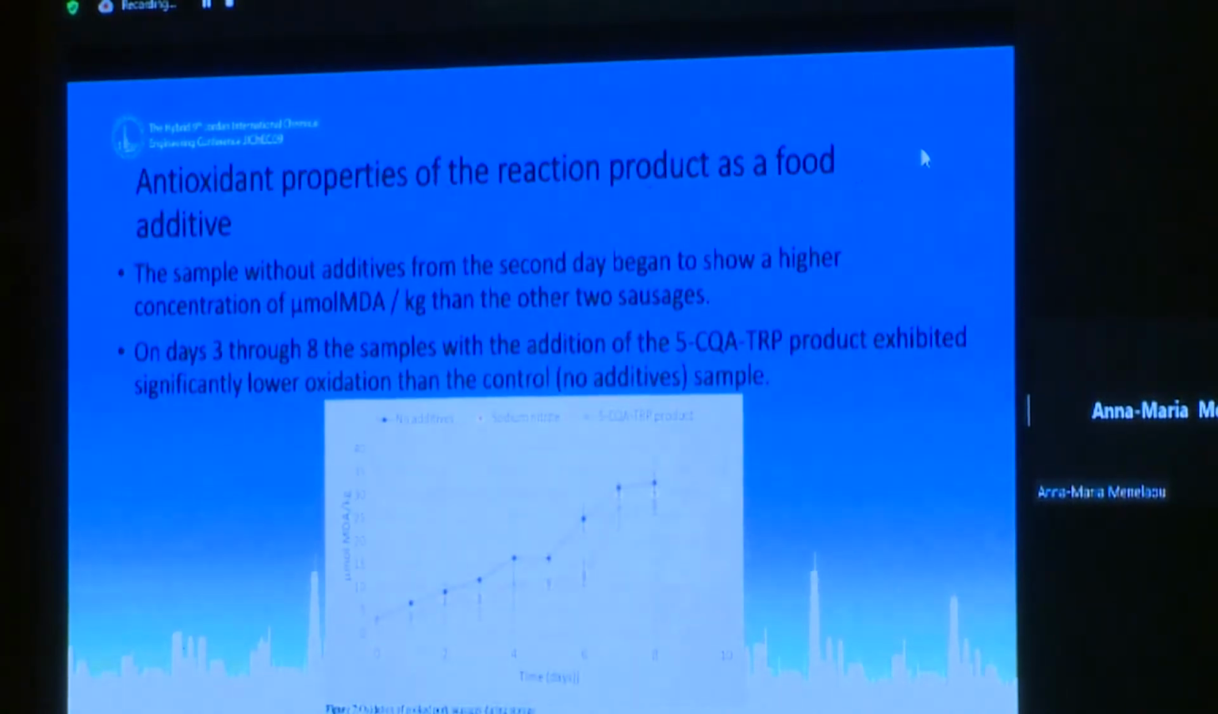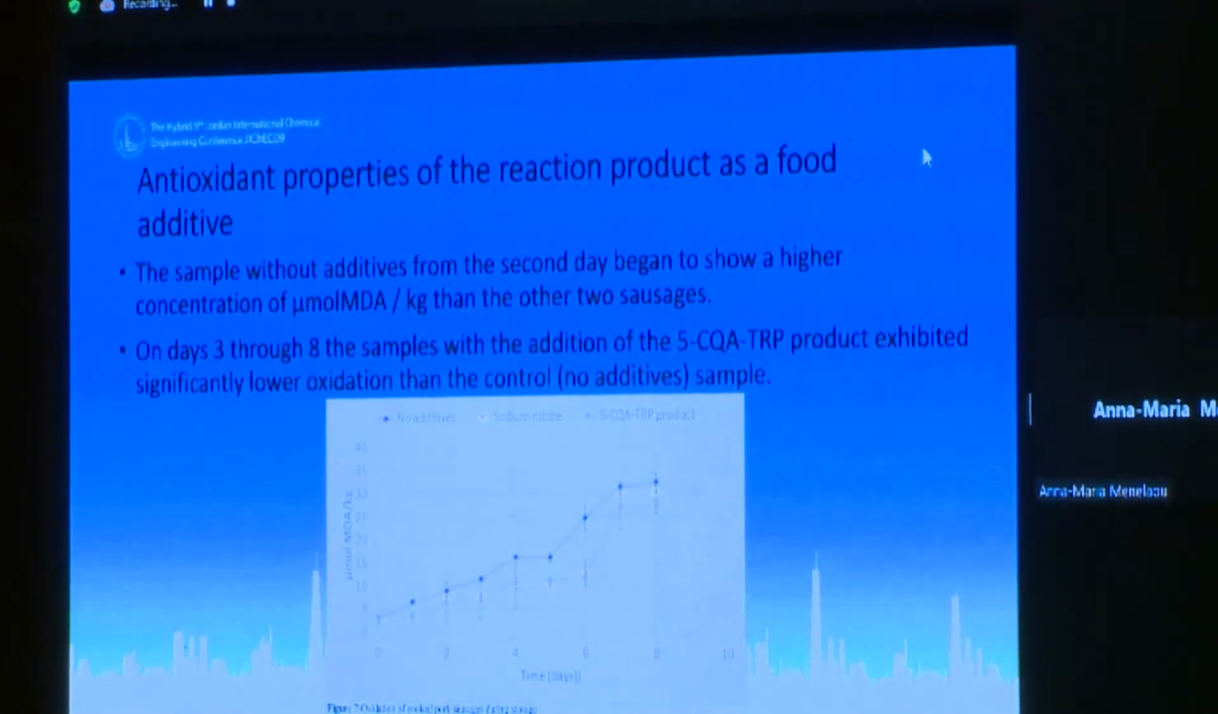Another important parameter that should be compared was its antioxidant properties. Figure 7 depicts the formation of secondary oxidation products during refrigerated storage of the cooked sausages as measured by TBARS. The sample without additives from the second day began to show a higher concentration of MDA than the other 2 sausages containing additives, while showing visual signs of oxidation at the same time. On days 3 through 8, the samples with the addition of reaction products exhibited significantly lower oxidation than the control sample.